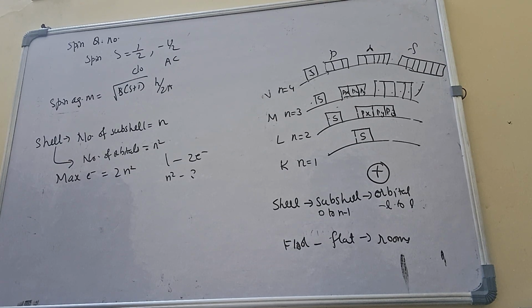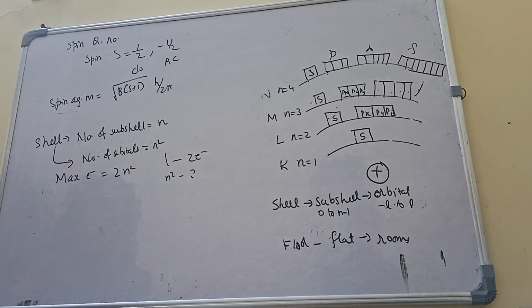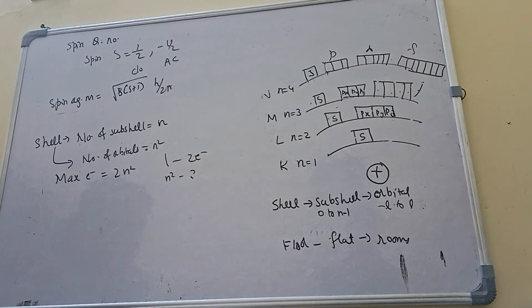And each subshell is further divided into orbitals. Like flats are divided into rooms, it's divided into orbitals. And the number of orbitals for a given shell number will be n square. Alright, so that's about the number of orbitals. And the max number of electrons in each shell will be 2n square, because I have n square orbitals. One orbital can hold 2 electrons, and hence it is 2n square.